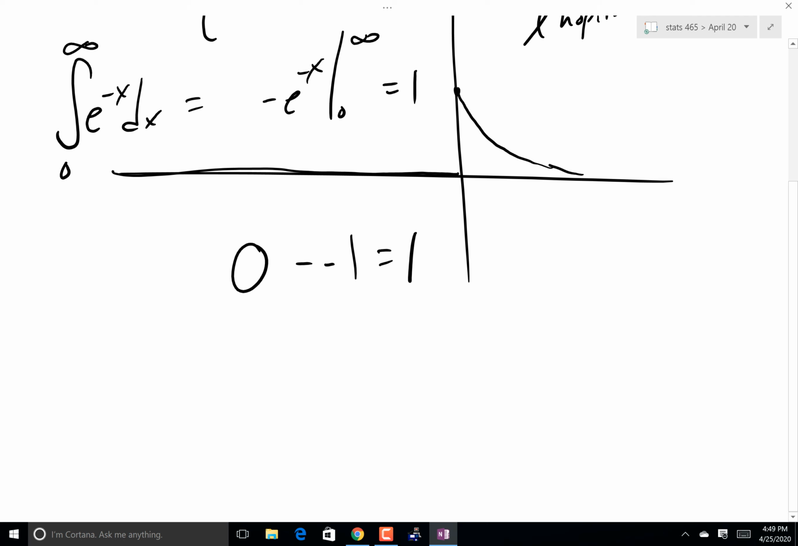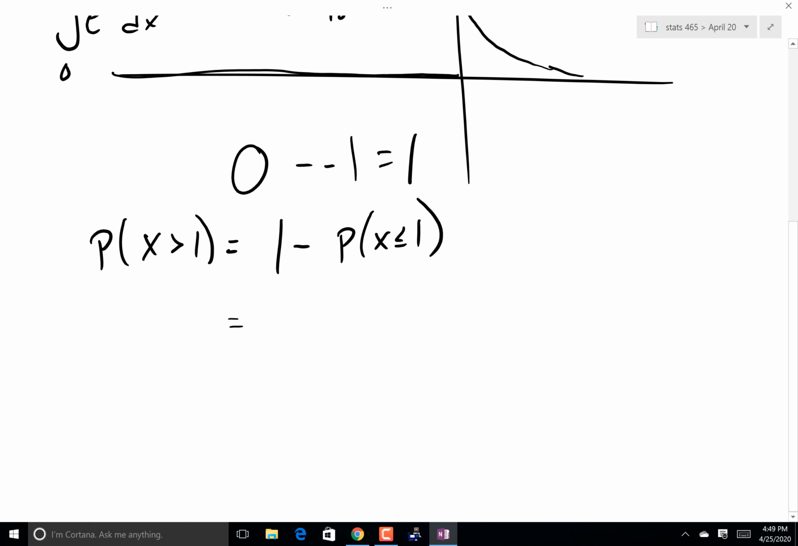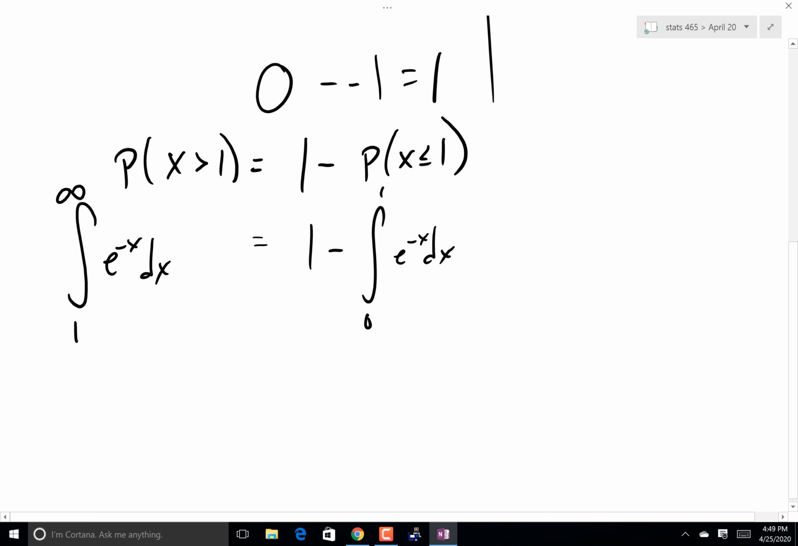And then if someone asks you, hey, listen, what's the probability that x is greater than 1? Well, you could say, this is equal to 1 minus the probability that x is less than or equal to 1. And you can do it a couple of different ways. It makes no difference to me. You could simply integrate from 1 to infinity, or you could do 1 minus the integral from 0 to 1 of e to the negative x dx. Makes no difference either way you go.